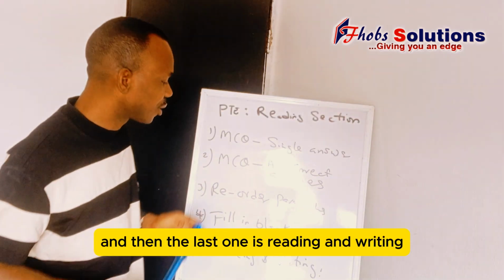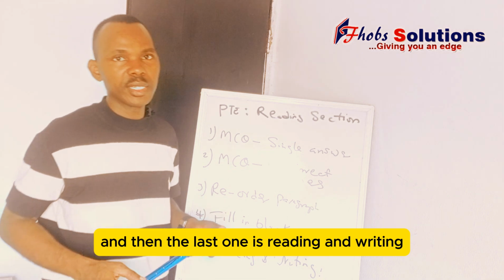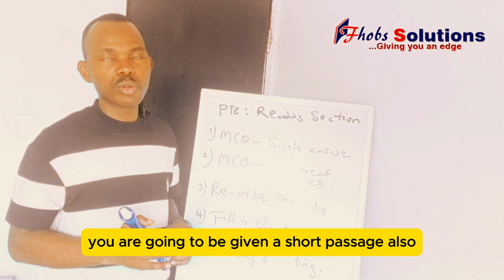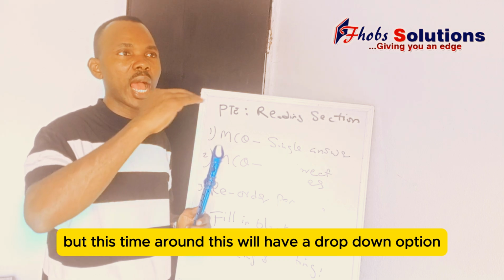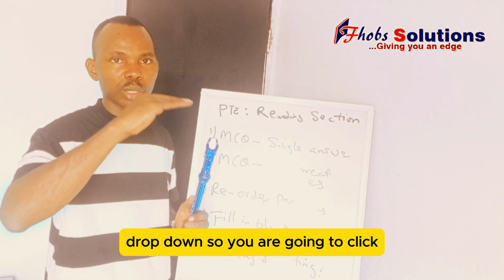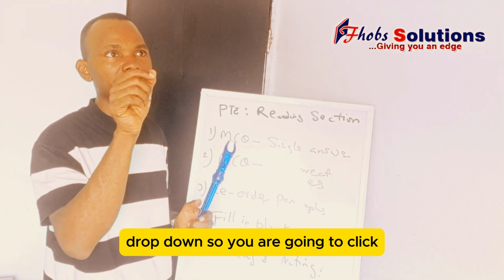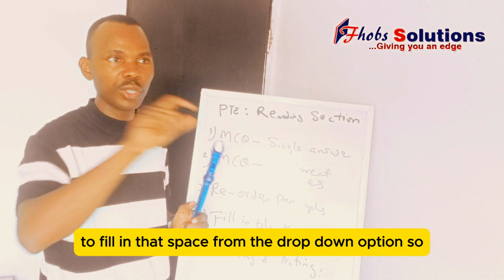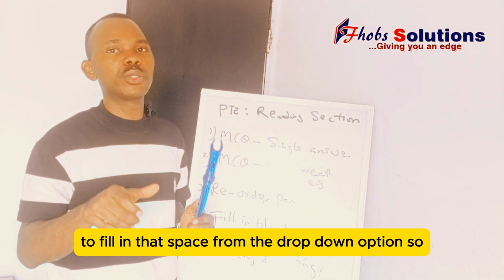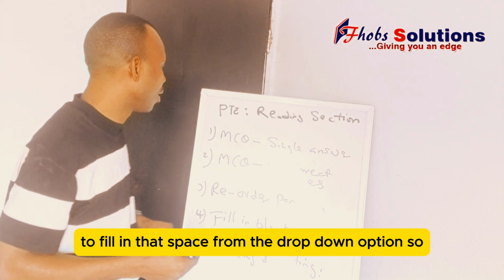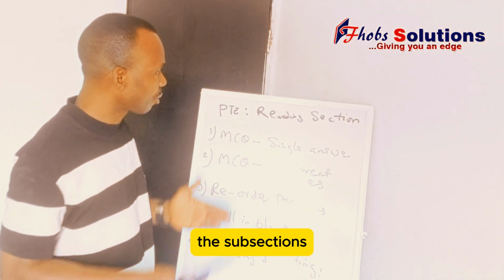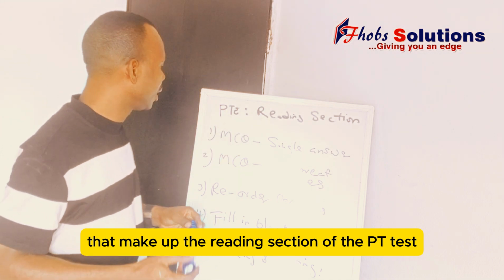And then the last one is reading and writing. For this section, you are going to be given a short passage also, but this time around, it will have a drop-down option. So you are going to click and then figure out which one is correct to fill in that space from the drop-down option. So these are the question types, the subsections that make up the reading section of the PTE test.